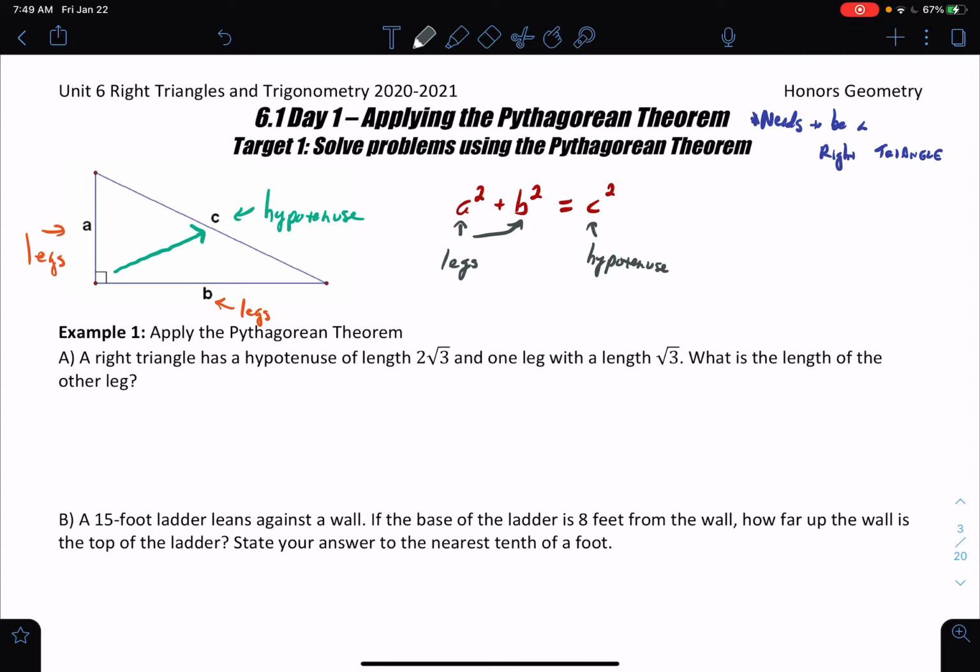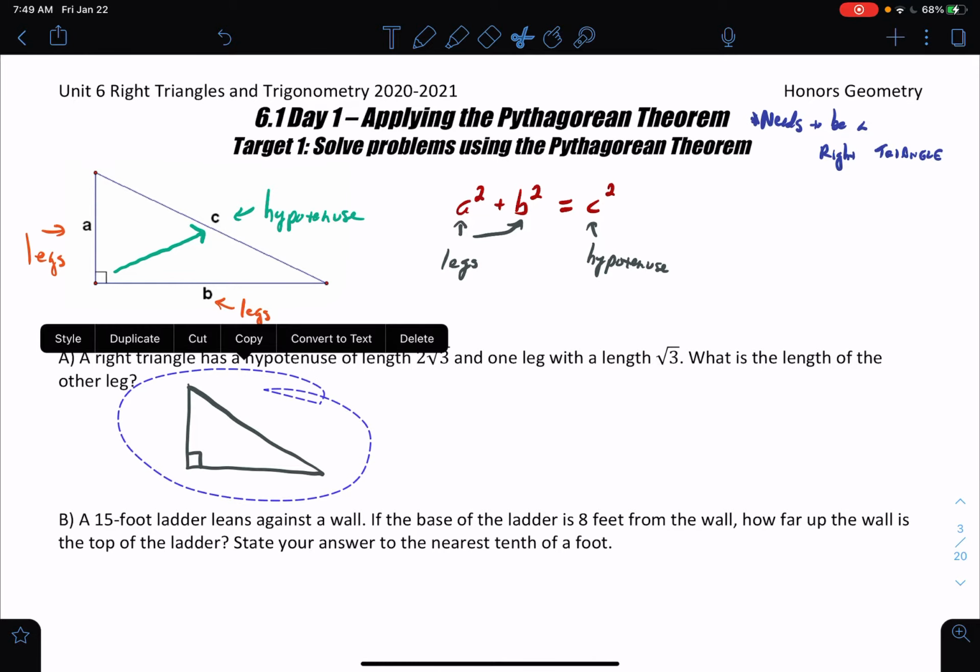All right, so in example 1a, we've got a right triangle that has a hypotenuse length of 2 square roots of 3 and one leg with a length of square root of 3. What is the length of the other leg? So I will always recommend, my friends, that you set up a diagram. Okay, so I'm going to draw a right triangle here. I'm actually going to move it up so I can label things.